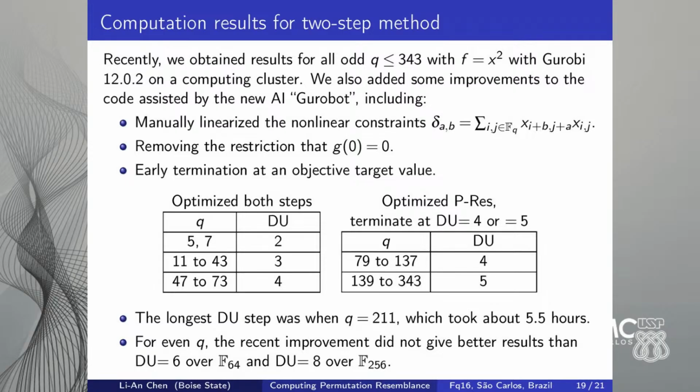These are for odd q, but for even q, I also tried to test the XQ or APN function, but this recent improvement does not give a better result. So there's still a lot to do in the even case, even for the computation.